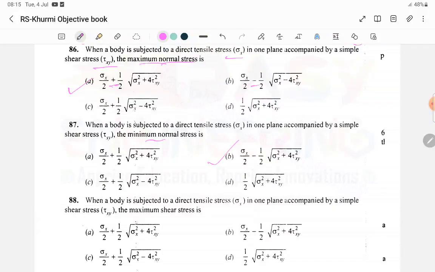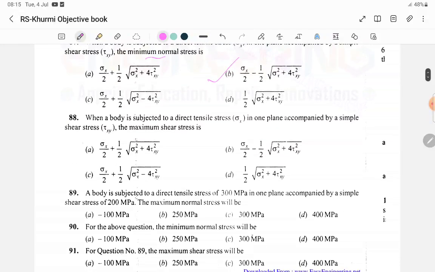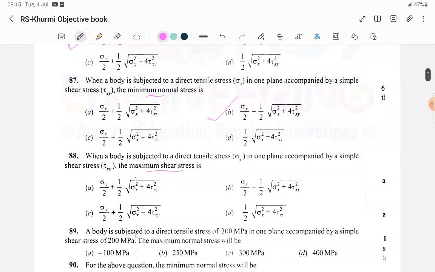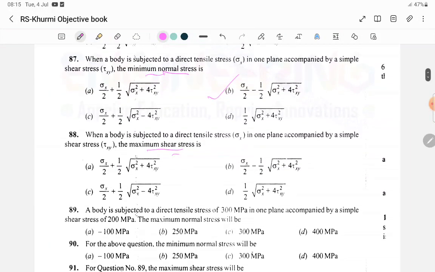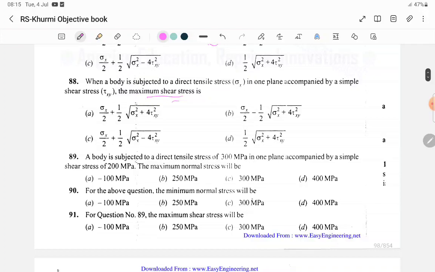So 87 is B. Again, one plane accompanied by a simple shear stress; here the maximum shear stress is asked, not the normal stress. So the maximum shear stress is 1 by 2 into the square root of sigma x whole square plus 4 into tau xy whole square. That is 88, D. Maximum shear stress means sigma 1 minus sigma 2 by 2.